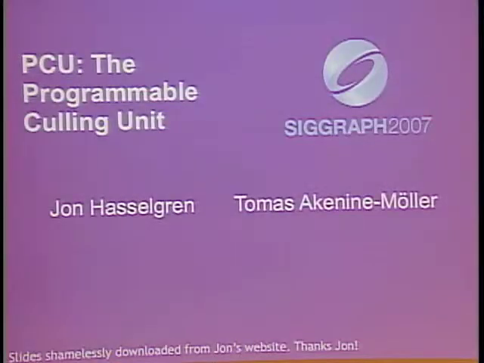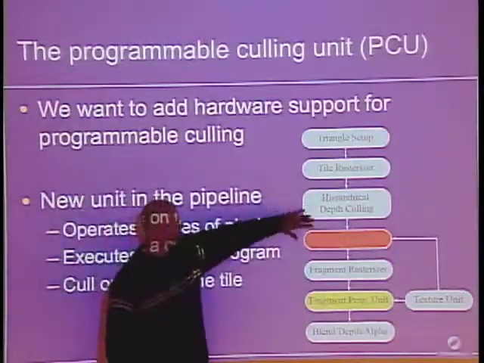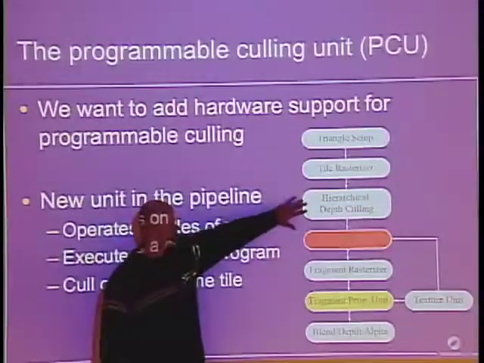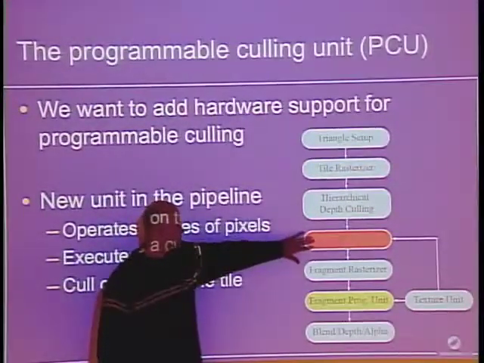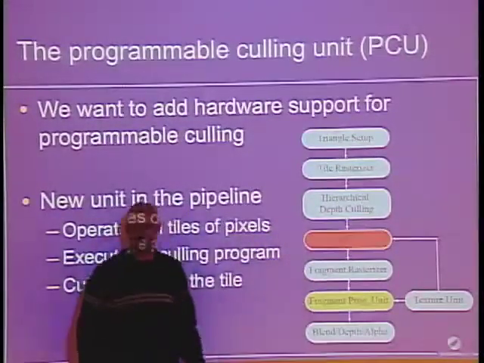Okay, so these guys were interested in programmable culling. We've just talked about how culling is important. Everybody tries to get rid of useless work; that's one of the big themes we have here. So what they wanted to do was add a new unit in the pipeline, after the hierarchical depth cull. We rasterize, we do some depth culling, then we put in this programmable culling unit, then we rasterize into fragments and run our fragment program.